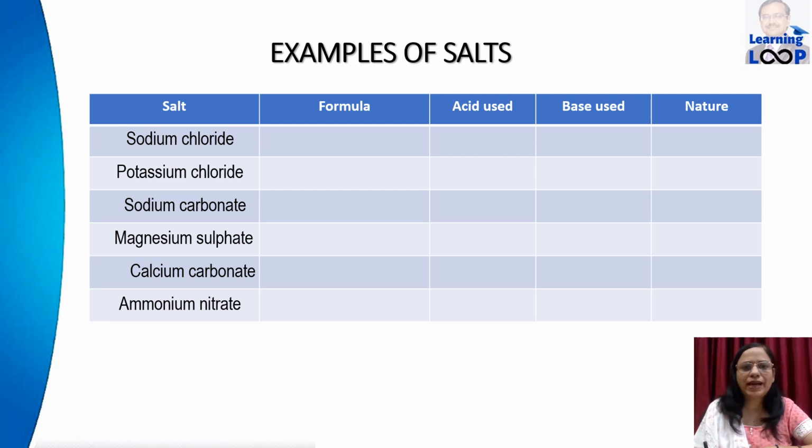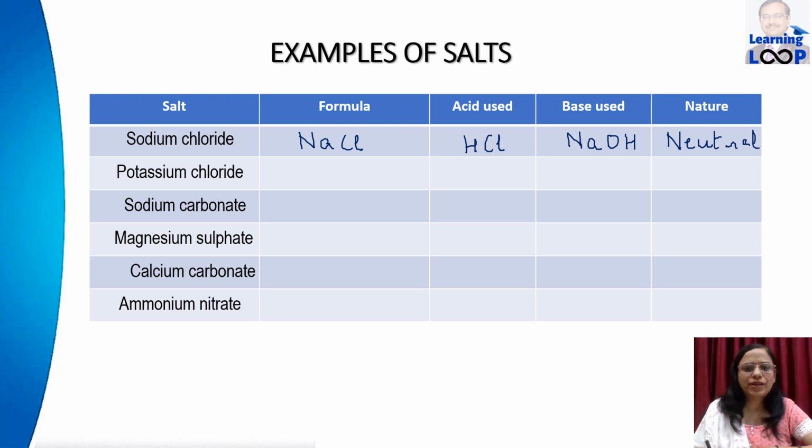Like for sodium chloride, it's NaCl, and we have already seen that for the base part we will be writing the metal part, that is Na, and for the acid part we'll be writing the non-metal part, that is Cl. And with Na you will write OH, and with Cl you write H. Now, based on what we discussed on the previous slide, HCl is a strong acid and NaOH is a strong base. So when both the acid and the base are strong, the nature of the salt would be neutral.